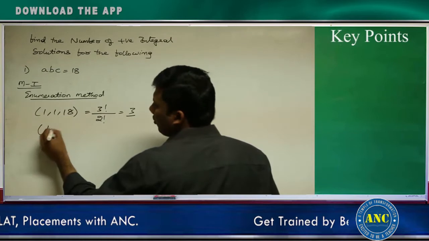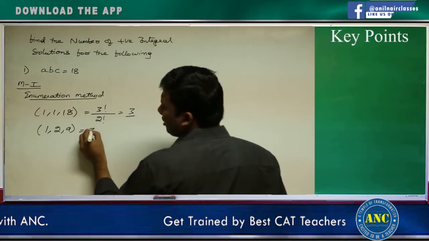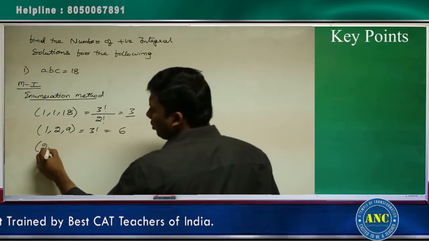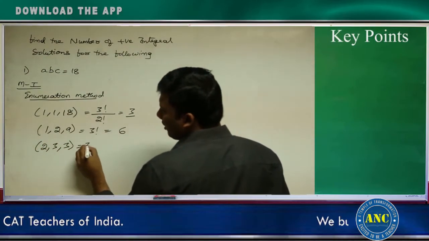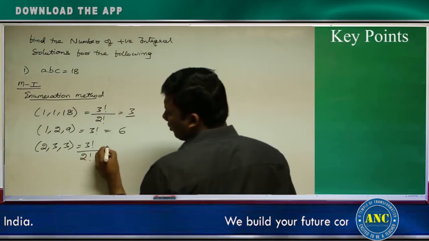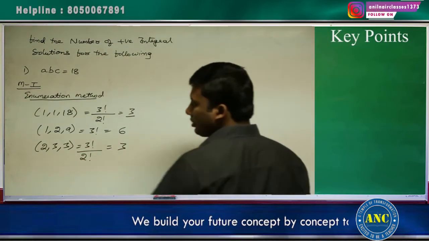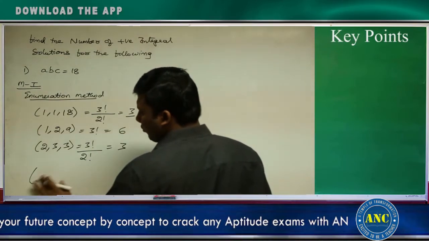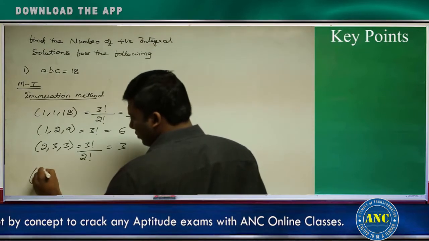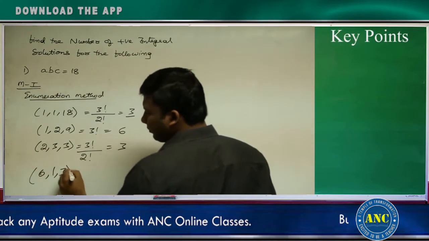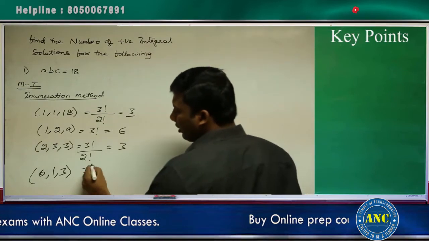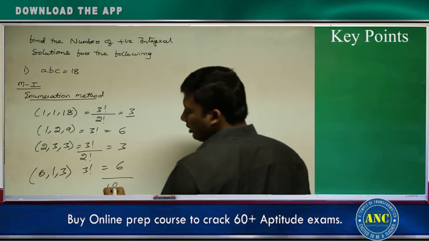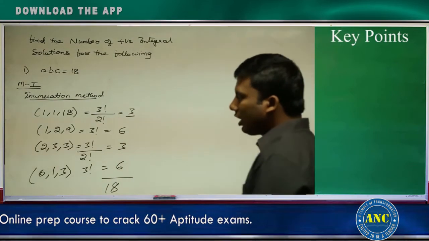Similarly, 1, 2, 9. These 3 numbers can be arranged among themselves in 3 factorial, 6 ways. Next one, 2, 3, 3. These 3 numbers can be arranged in 3 factorial by 2 factorial, 3 ways. Next one, 1, 3, 6. These 3 numbers can be arranged in 3 factorial, 6 ways. Right? So total how many are there? 18. There are no more cases.